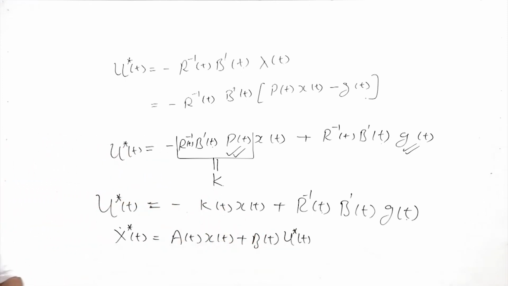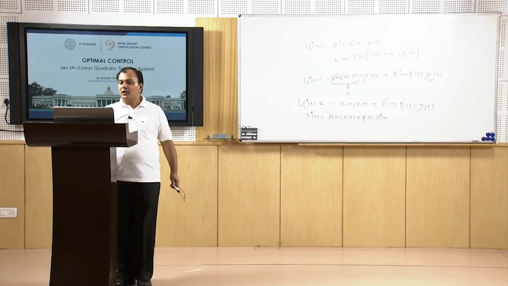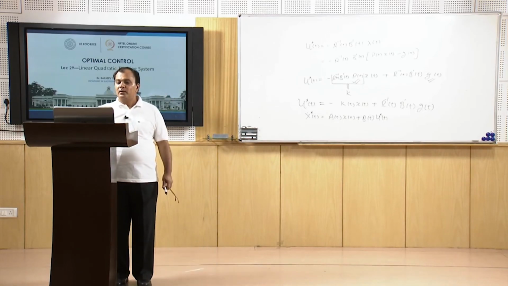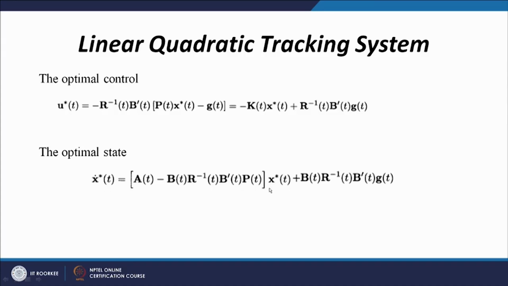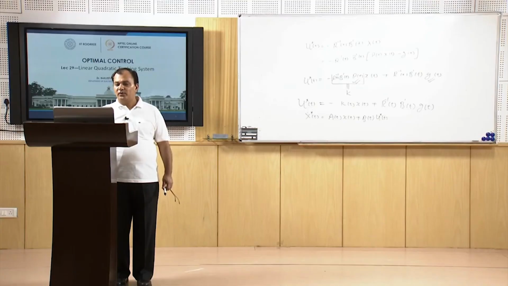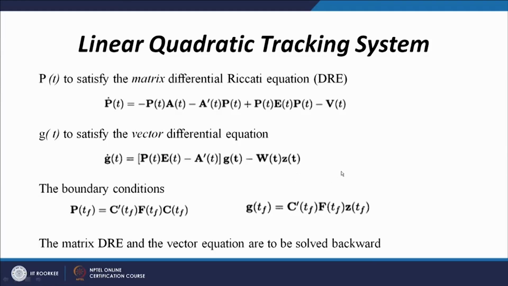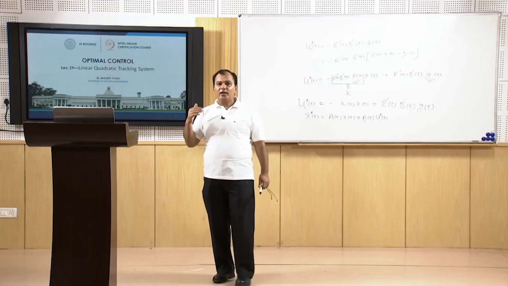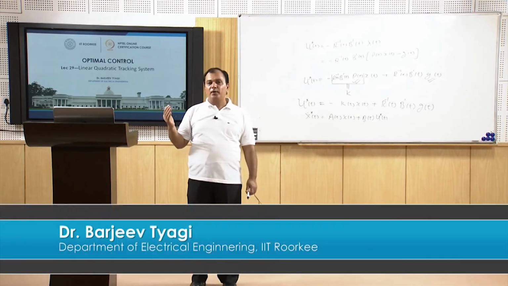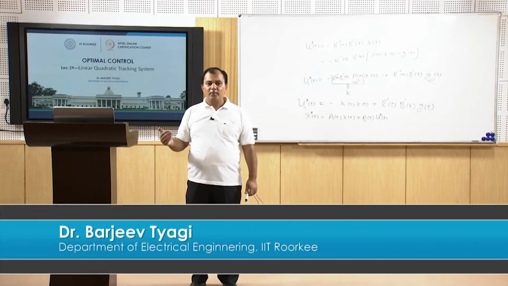So, with this state feedback I can get my closed loop system, which is given as x dot(t) equal to A minus B R inverse B prime P x(t) plus B R inverse B prime g(t). So, once I solve this differential Riccati equation and this vector equation, I get the value of the P and g. If P and g are known to me, I can directly find what will be my optimal control and the optimal states.